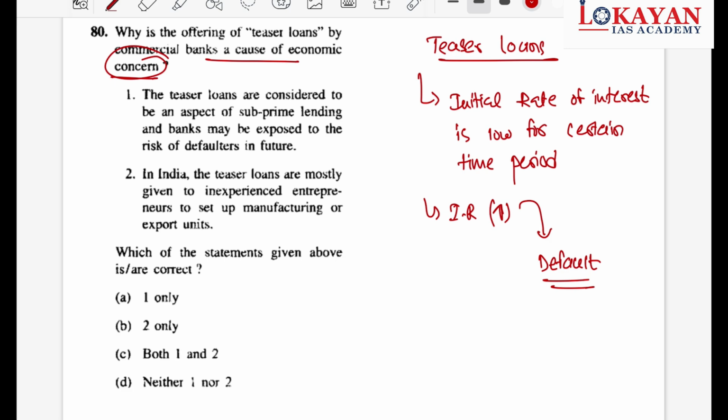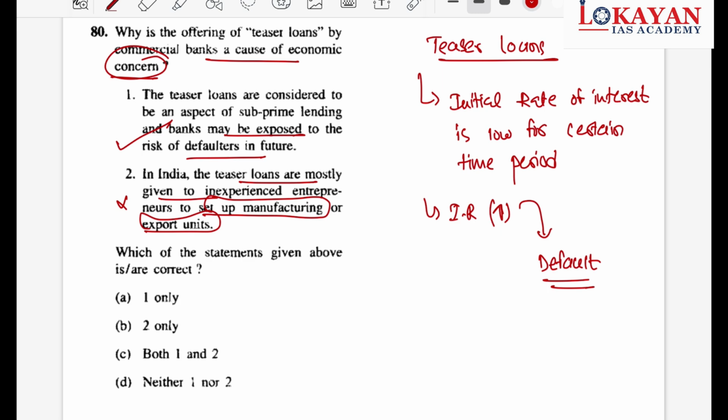So let's see it. Teaser loans are considered to be an aspect of subprime lending, and banks may be exposed to the risk of defaulters in future. This is the exact risk due to teaser loans. This is correct. In India, teaser loans are mostly given to inexperienced entrepreneurs who set up manufacturing or export units. This is a vague statement, so this is incorrect. This is not the purpose for which teaser loans are given.